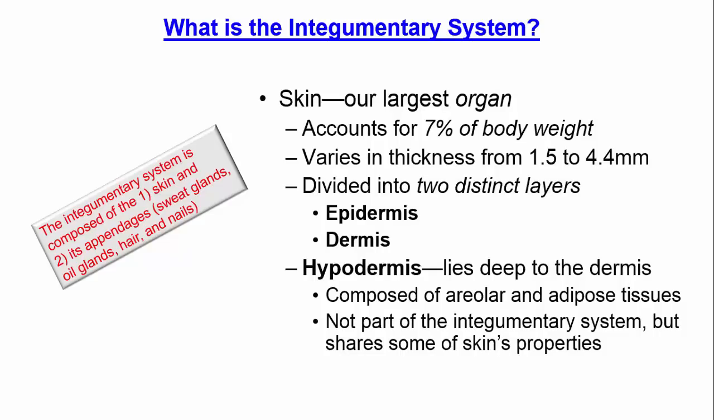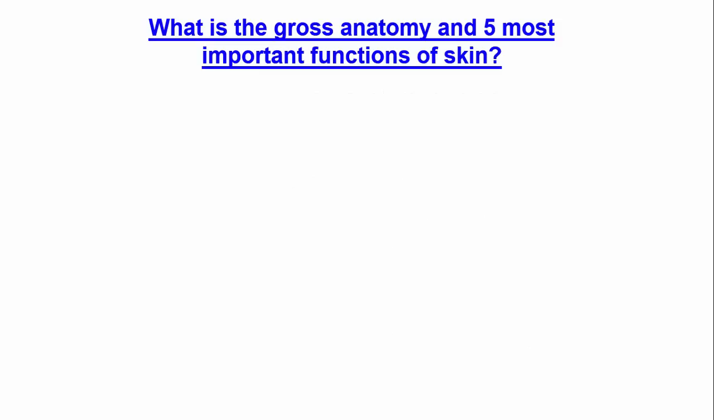If we look at the skin, it's sort of amazing because it's the largest organ in our body, and it accounts for about 7% of our weight. It varies in thickness, divided into two parts, the epidermis and the dermis. And then finally, there's something called the hypodermis that lies deep to the dermis, if we use our directional terms. The hypodermis technically is not part of this system, but it's so closely related and plays a large role that we include it in this lecture anyway.